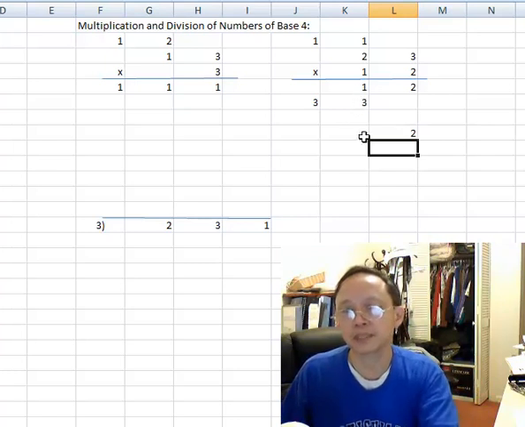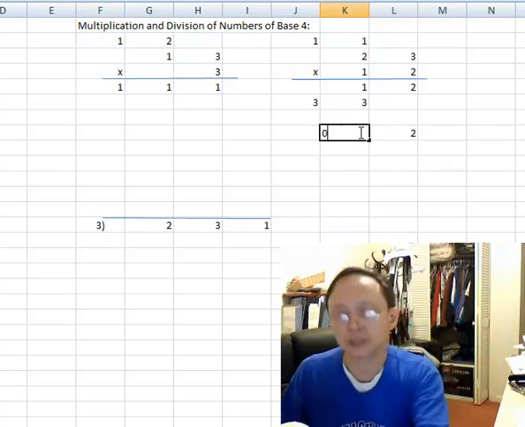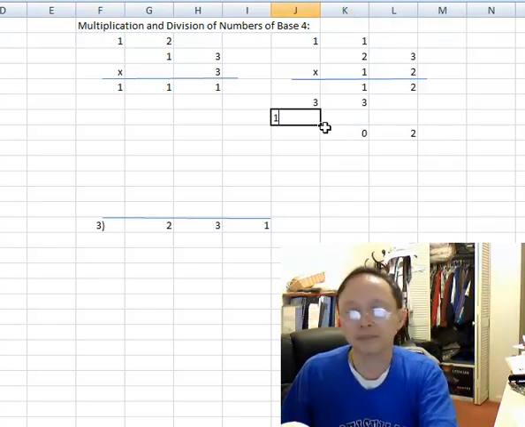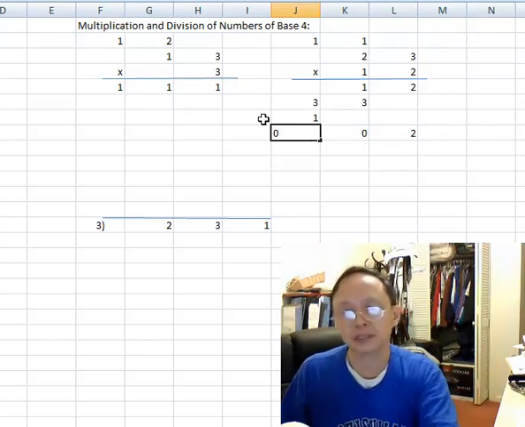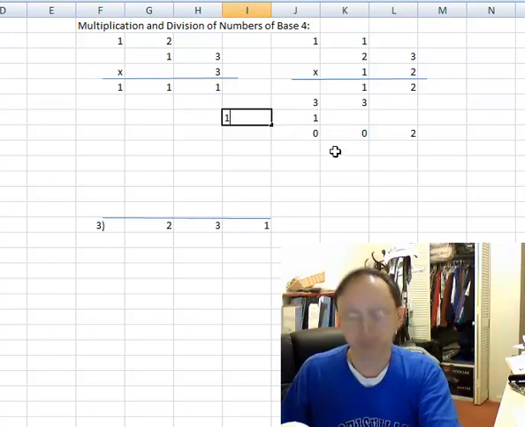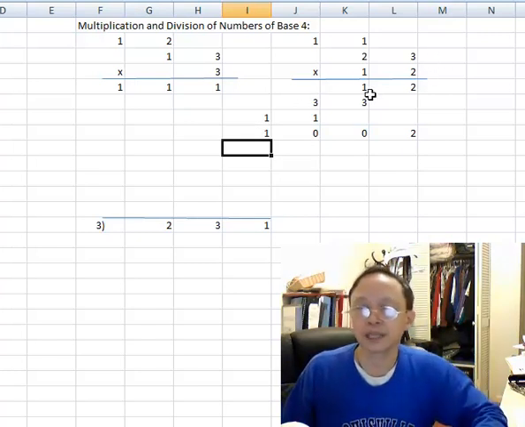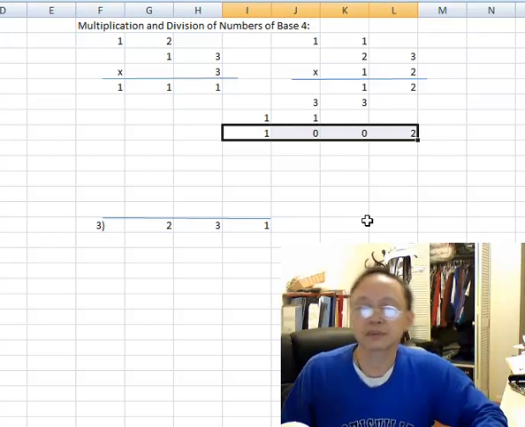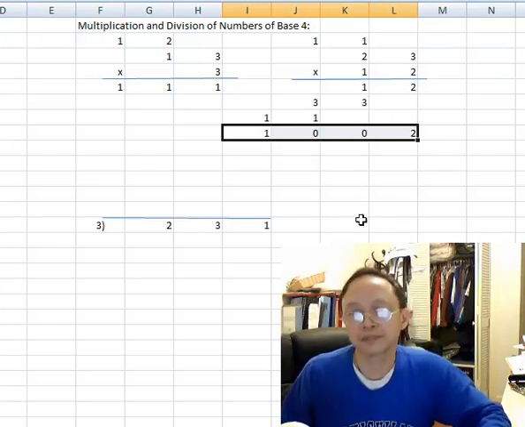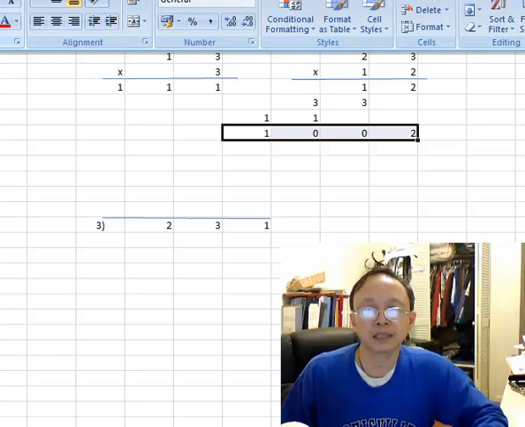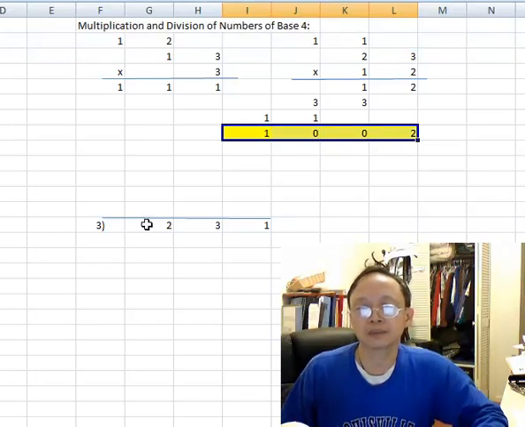And then 3 plus 1 is 4. 4 is 0 carry 1. So carry 1. Now 3 and 1 is 4. Again, 4 is 0, carry 1. And then we bring down the 1. So 2, 3 times 1, 2 is 1, 0, 0, 2 in base 4 multiplication. So let's highlight the color, 1, 0, 0, 2.